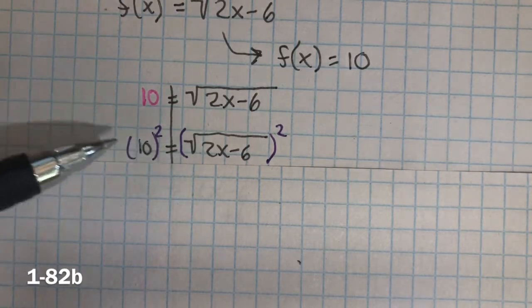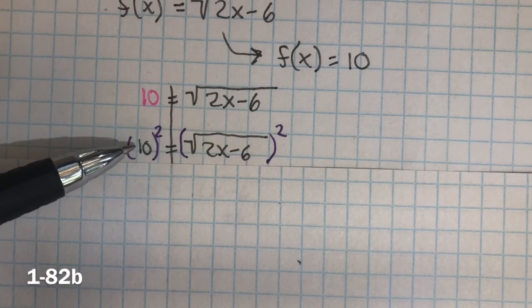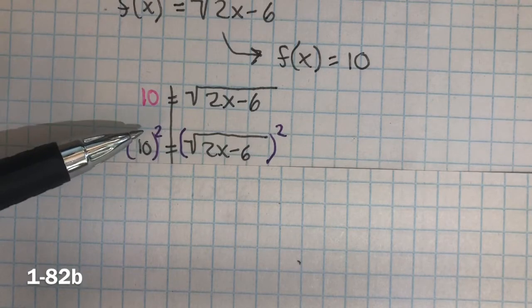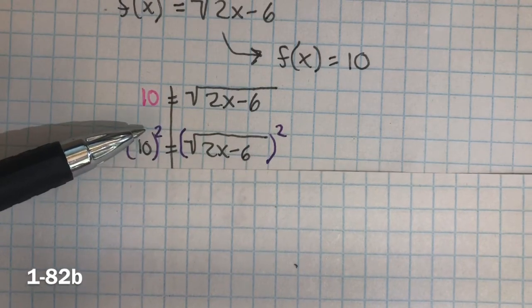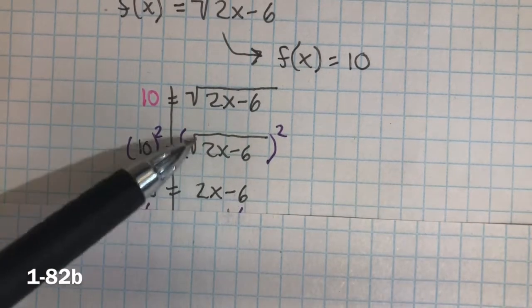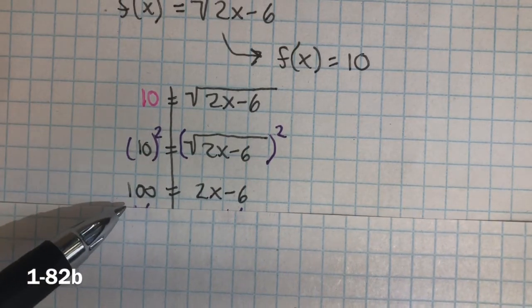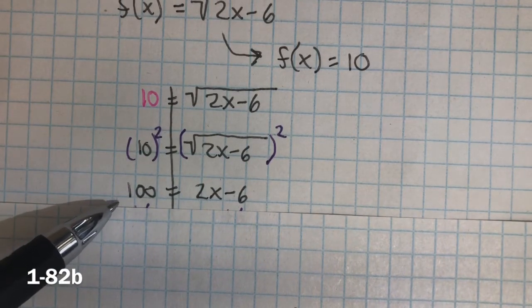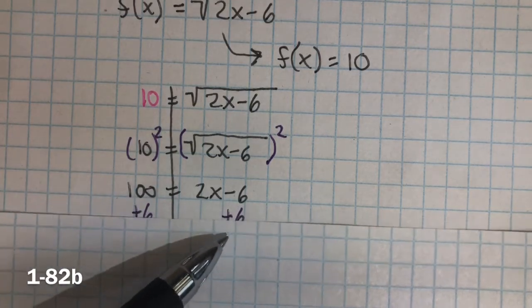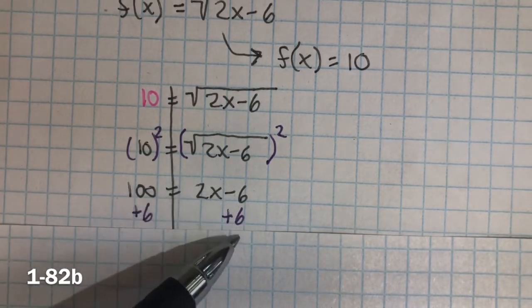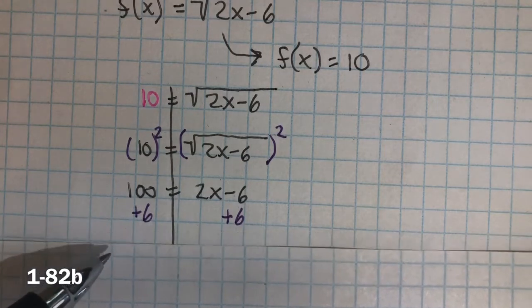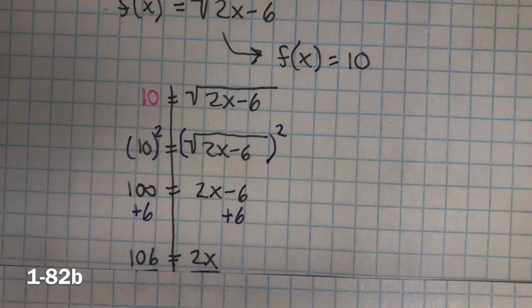But what you do to one side, you need to do to the other. So if I'm going to square the right, I'm going to square the left. Now that gets rid of the radical sign, and 10 squared equals 100. We still don't have x by itself. Now we're going to add 6 to both sides, creating a 0 pair. 100 plus 6 is 106.